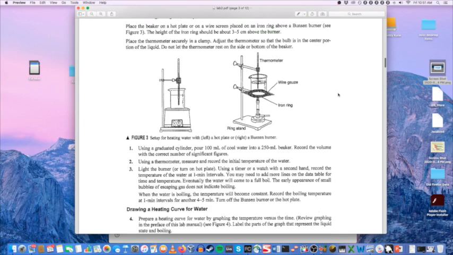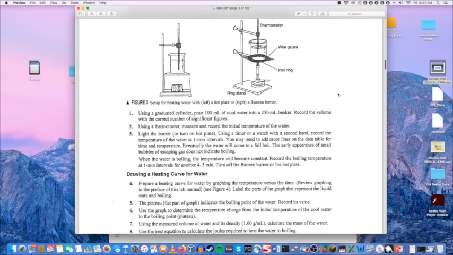Then I took a graduated cylinder and poured approximately 100 milliliters of cool water into it. In this case, I got it to be 95.5 milliliters. And then I poured it into the beaker. Its initial temperature was 21 degrees. And after turning on the hot plate and starting the stopwatch, we record the temperature in 1 minute intervals until the water reaches boiling, and then for 4 minutes afterward.